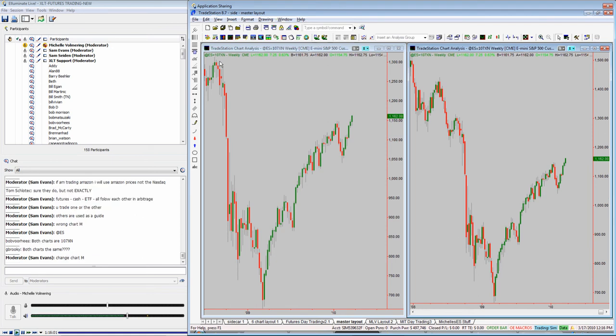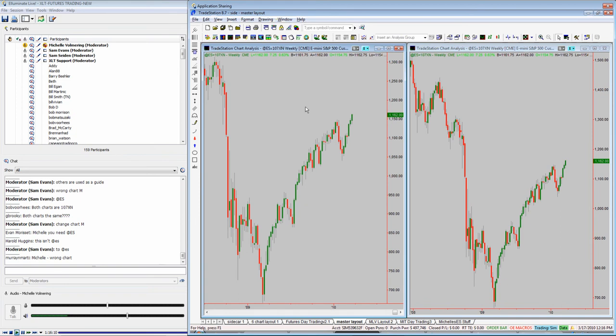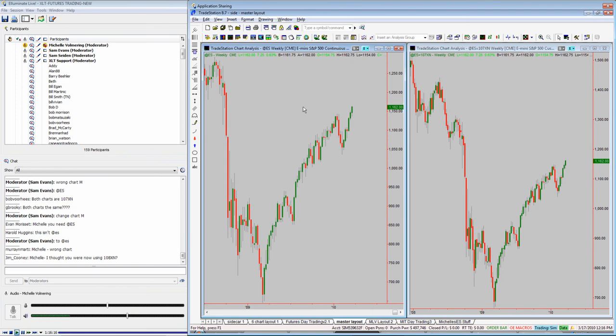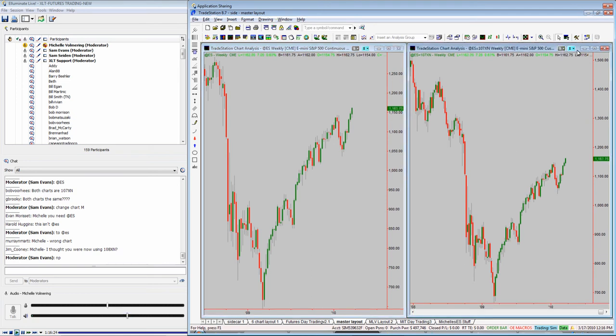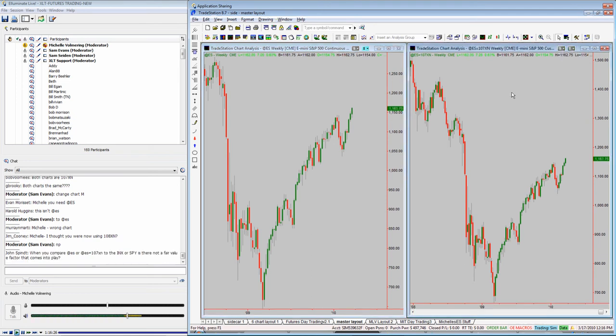Because of the adjustment of all of the gaps, they are going to take away... Michelle, you need @ES? Oh, I see what they did. I have the interval. I thought that I had that. Thank you very much. Okay, what they will do in the adjustment of these contracts when expiration occurs is remove the gaps. And so any gaps that were occurring will not be seen on the chart.